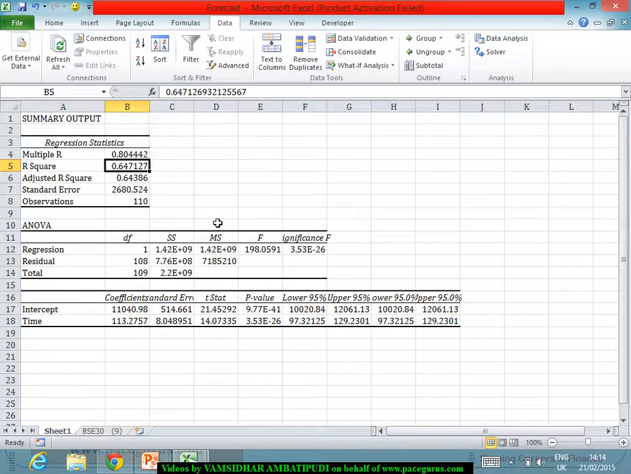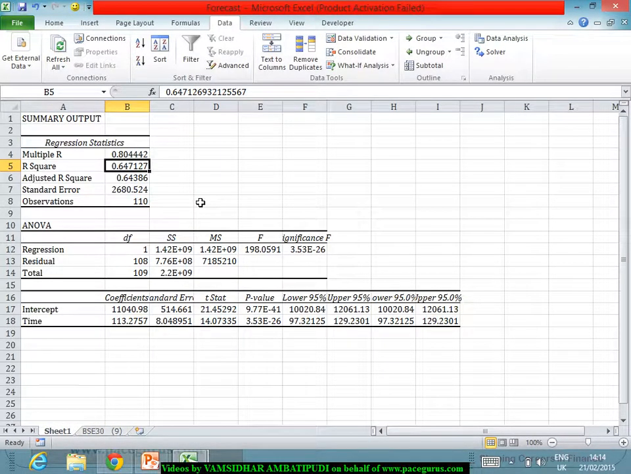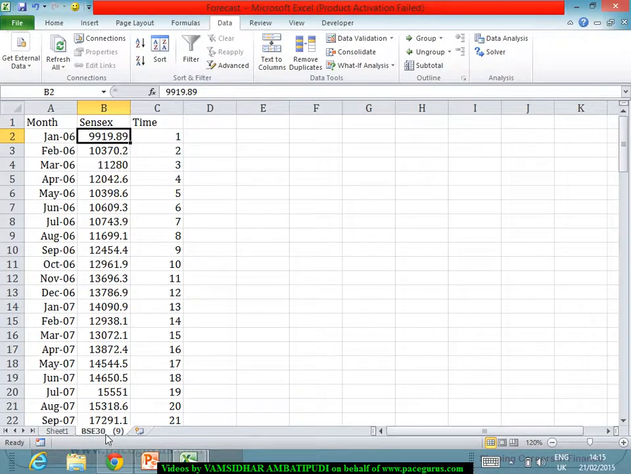The R squared is around 64%, which means the variation in the values of the Sensex explained by time as an independent variable is around 64%. Meaning the time variable is not able to explain the remaining 36% of the variation, right? All right, so this kind of a model is our linear trend model. I'm looking at a linear regression here.